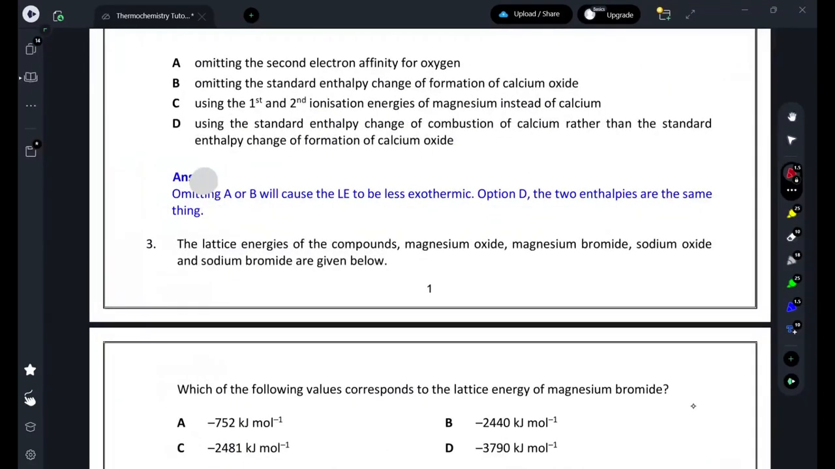Question three. In some years, when I show this question to the students, they all raise their hand. Come on, is there a typo in the question? You read the question, you tell me if there's a typo.